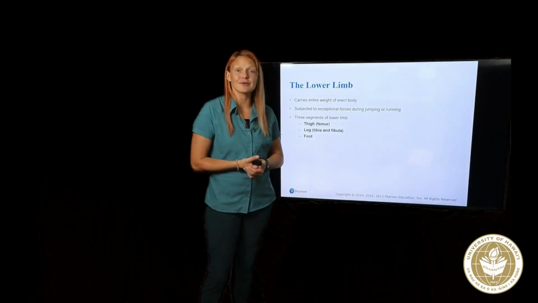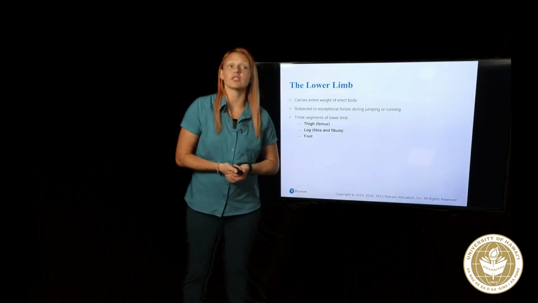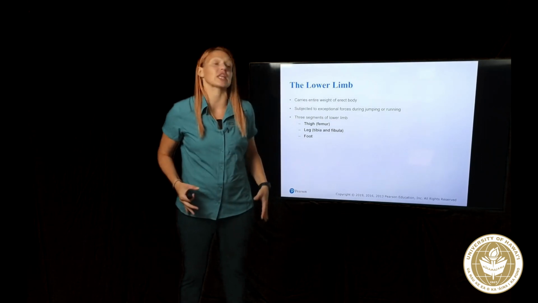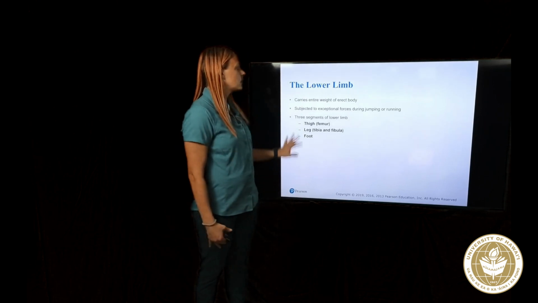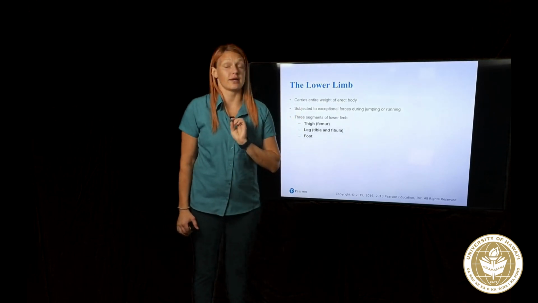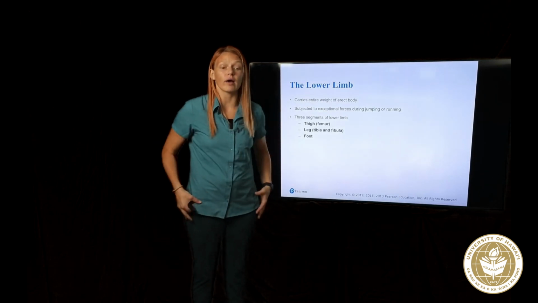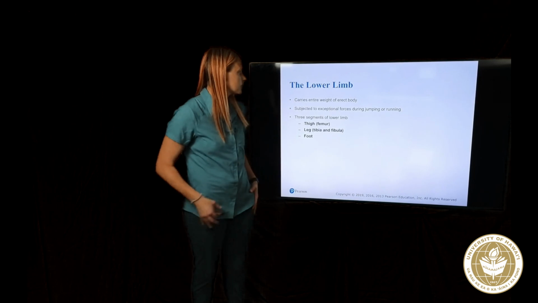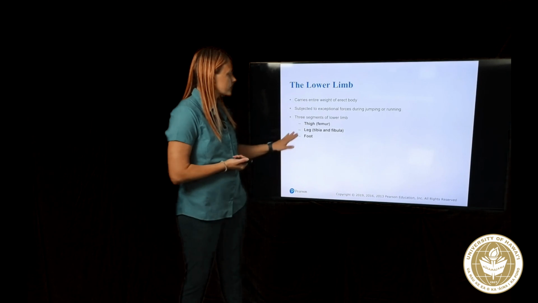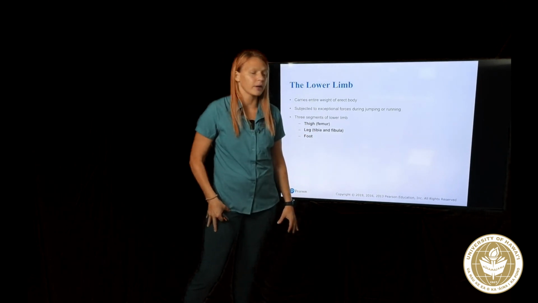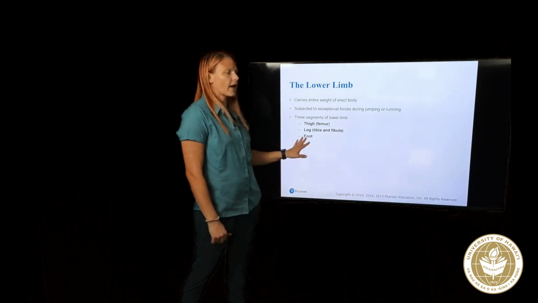Okay, so moving on to actually the last region of the appendicular skeleton, and that's going to be our lower limb, or in other words, our legs. This is going to carry the weight of our erect body, and it is subjected to exceptional forces whenever we are jumping, running, any type of motion. All that weight is going to be put on our lower limbs. There are 3 different segments of the lower limb that we're going to cover. We're going to look at the thigh, which is our big femur bone, our leg, which is going to be our tibia and our fibula, and then our foot.